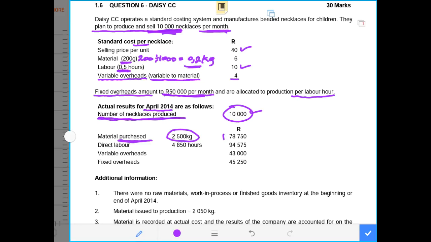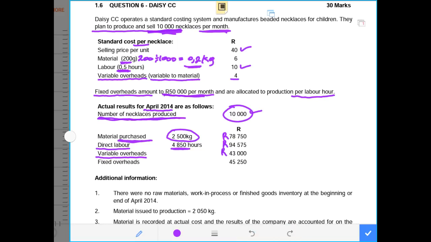So now we are given the cost of this material, and after, we are given the direct labor, which is the actual labor that was incurred and the total cost provided to us. And we also have the variable overheads, which is 43,000 rand as a total. Remember, previously information was given per unit. So now in the actual information, they gave us the total, not the per unit anymore.